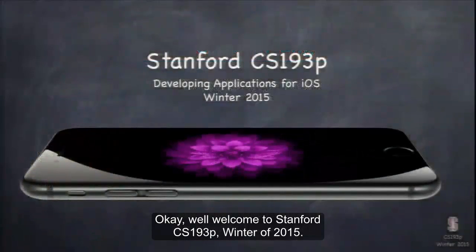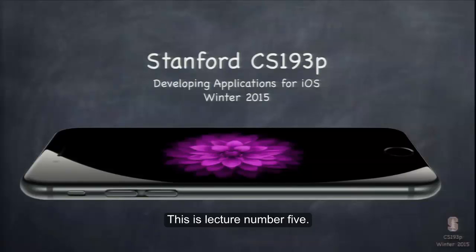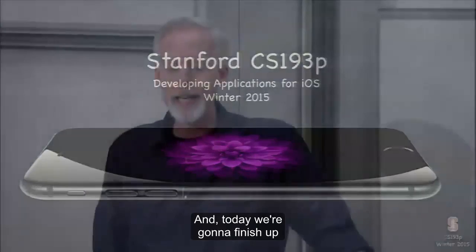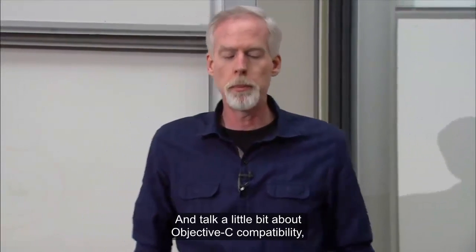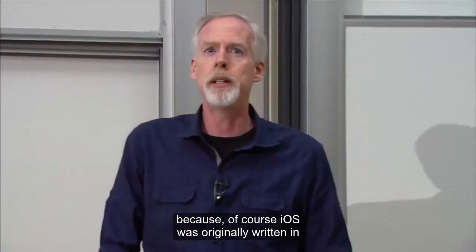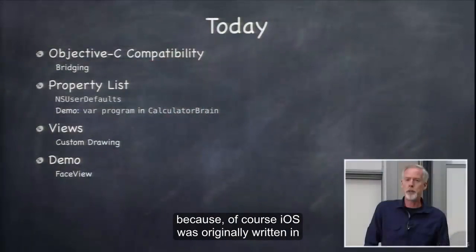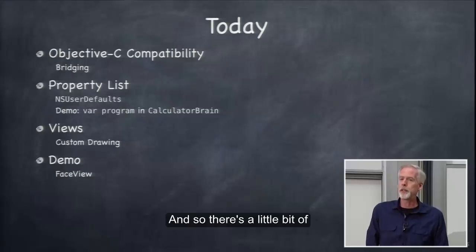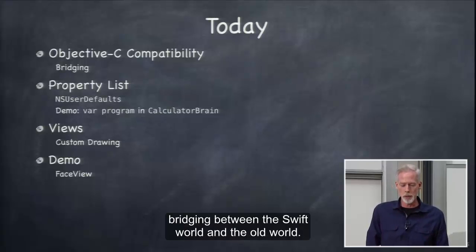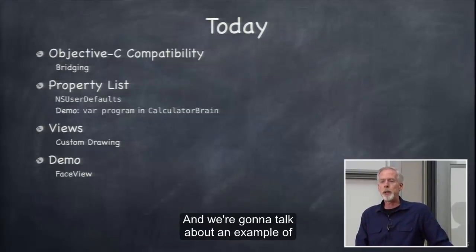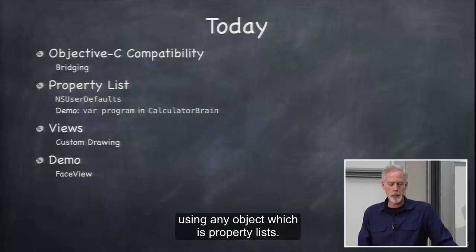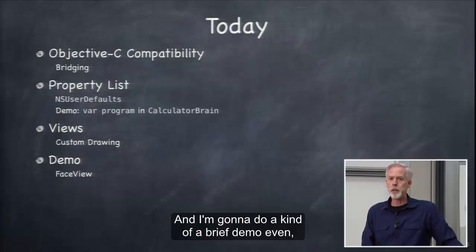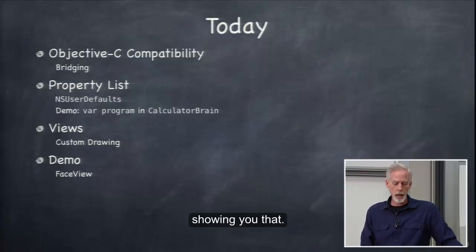Okay, well, welcome to Stanford CS 193P, winter of 2015. This is lecture number 5. And today we're going to finish up what we were talking about last time and talk a little bit about Objective-C compatibility, because of course, iOS was originally written in an entirely different language, and so there's a little bit of bridging between the Swift world and the old world. And we're going to talk about an example of using AnyObject, which is property lists. And I'm going to do a kind of a brief demo even, showing you that.